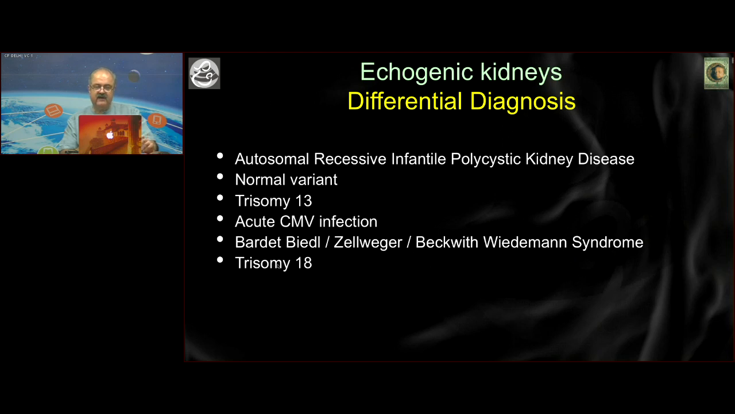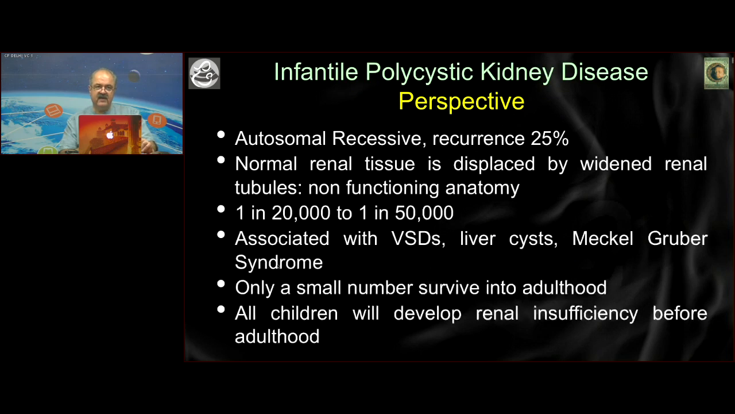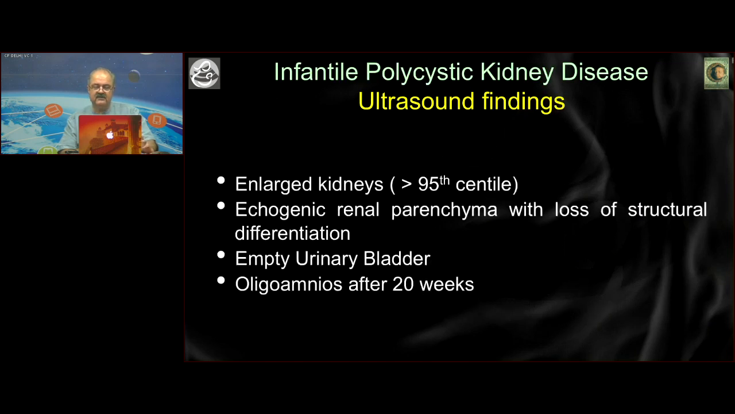For instance, if you were to finally diagnose infantile polycystic kidney disease, we know this is autosomal recessive, and you know that it has other associations in other systems, but that the recurrence rate is very high, and the patient needs to be counseled that 1 in 4 babies will be affected. Remember that in this situation, to differentiate autosomal recessive polycystic kidney disease from all the other conditions, the kidneys are usually enlarged and greater than the 95th centile, and therefore measurements might be very, very useful.